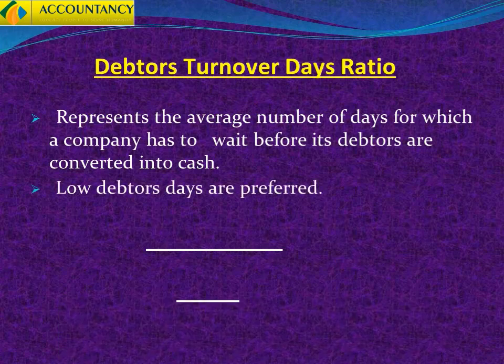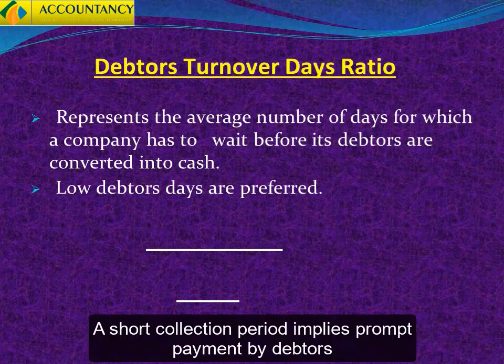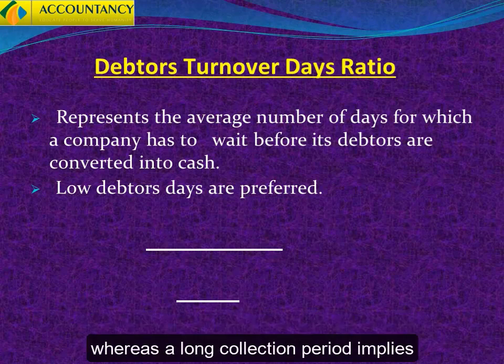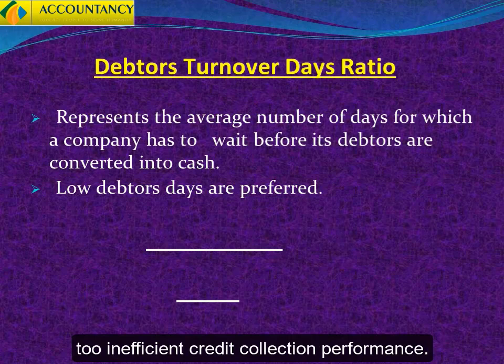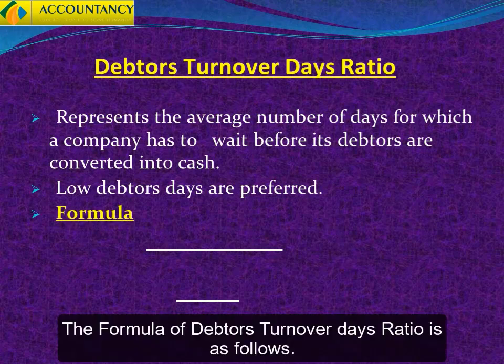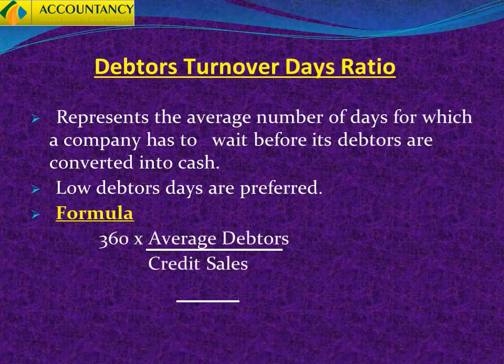Low debtor days are preferred. A short collection period implies prompt payment by debtors, whereas a long collection period implies inefficient credit collection performance. The formula of debtors turnover days ratio is as follows: 360 multiplied by average debtors divided by credit sales.